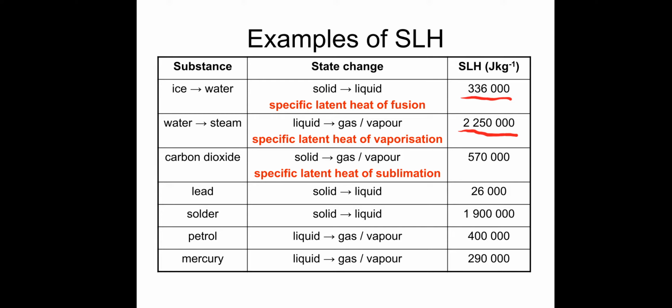Then we've got some more examples that you can look at if you want to pause and have a look, and then we'll move on. The aim of that is to establish the difference, give you some ideas of the numbers, and establish the difference between what fusion and vaporization are in terms of latent heat, and the fact that vaporization is more energy intensive than fusion.